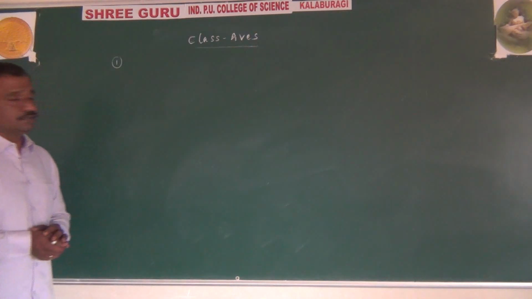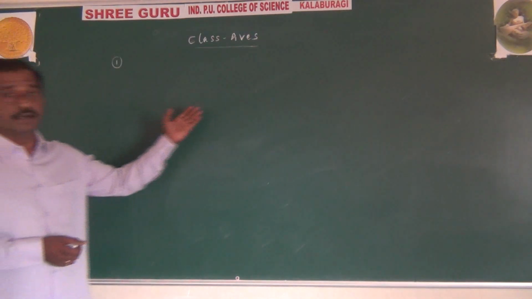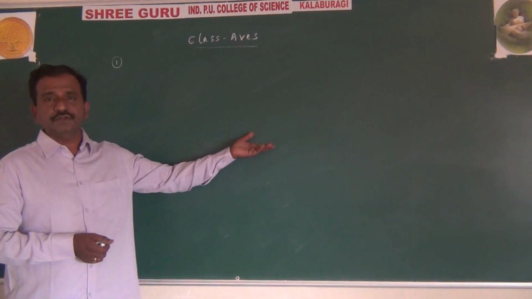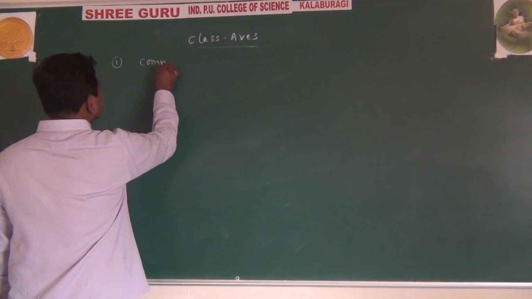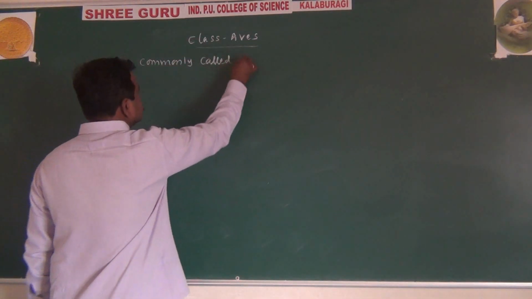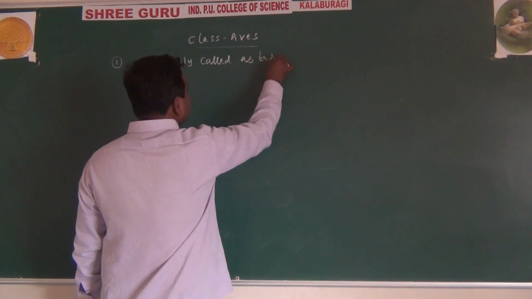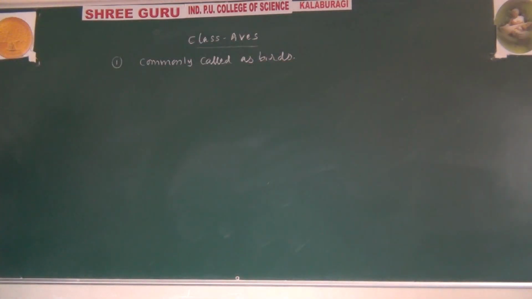Now class Aves. It is not necessary to write that they are commonly called birds, but if you want you can write it down. They are commonly considered as birds. This is the common name that we are saying.